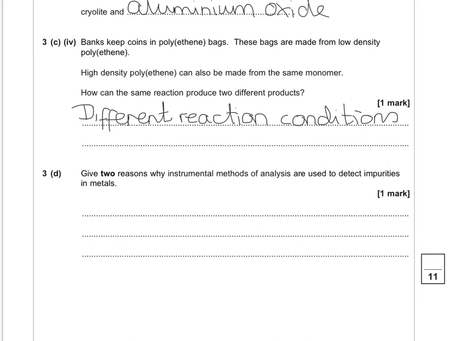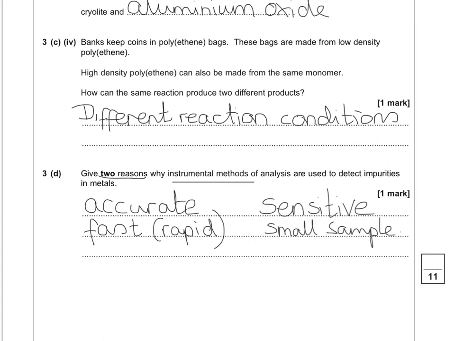Question 3D. Give 2 reasons why instrumental methods of analysis are used to detect impurities in metals. Okay, so instrumental methods and 2 reasons. With this one, you've got to make sure you put 2 reasons down. Now you could choose from it's more accurate, it's more sensitive, it's faster, and it can use a small sample. Now you'll notice that this question is only worth 1 mark, and to get that 1 mark you do need to give the 2 reasons.